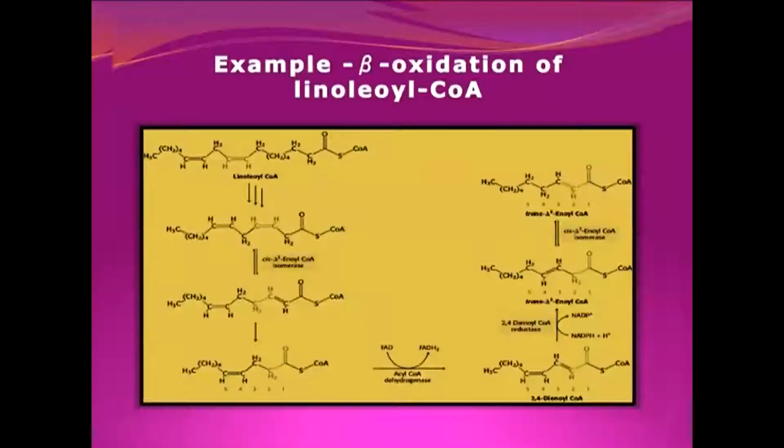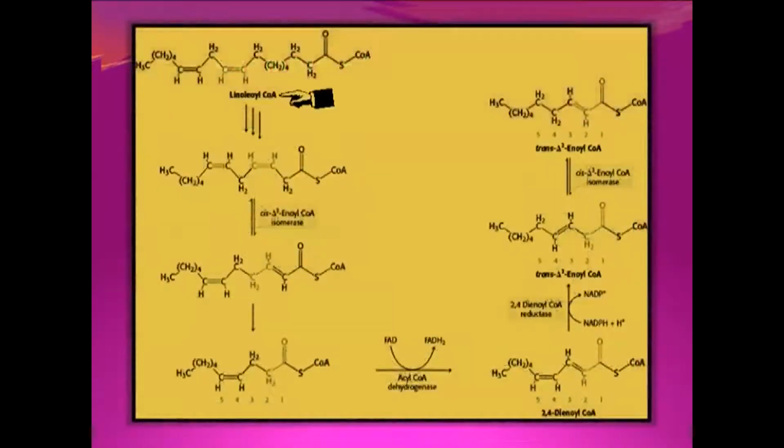In this slide, we will see the beta oxidation of linoleoyl-CoA. Now, in case of linoleoyl-CoA, there are two double bonds present between the carbon atoms 9 and 10 and between the carbon atoms 12 and 13. Now, the enzyme enoyl-CoA isomerase converts the double bond present between the carbon atoms 3 and 4 into the carbon atoms 2 and 3. But the double bond between 4 and 5 still exists.